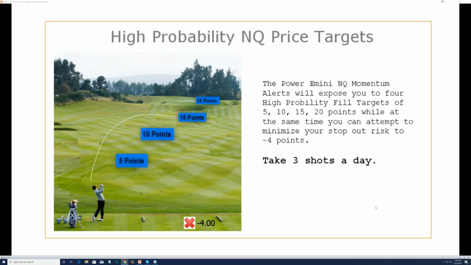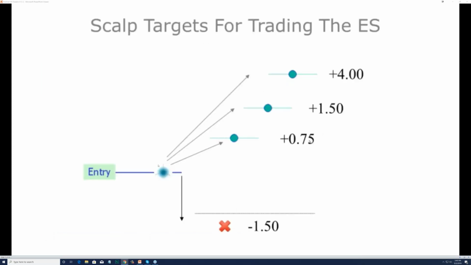The NQ, we have the NQ symbol as well, and you can see we have calibrated out 5 points, 10 points, 15 points. These are high frequency targets that the NQ will move during a day session. And when we take individual trades, we can set up semi-complex, or not overly complex, trade setups where we go in and we scale out over several targets.